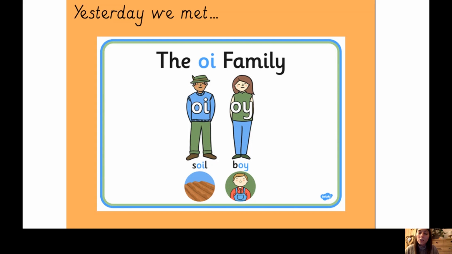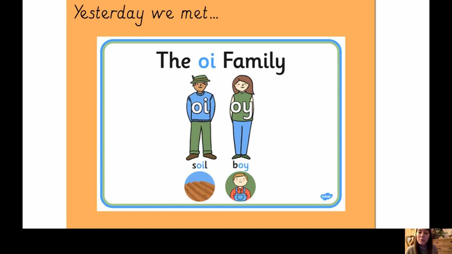We always like to start our phonics sessions by remembering and reminding ourselves of what we already know before we learn anything new. It's important that we practice things so we don't forget them. Otherwise, if we never practice, the information we have becomes quite useless and we never know how to use it. So this was the oi family from yesterday.